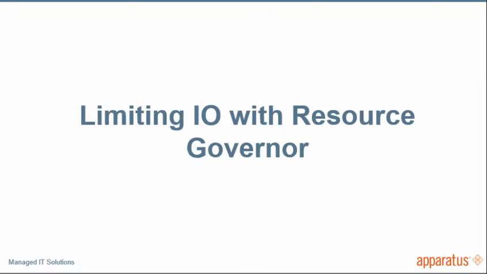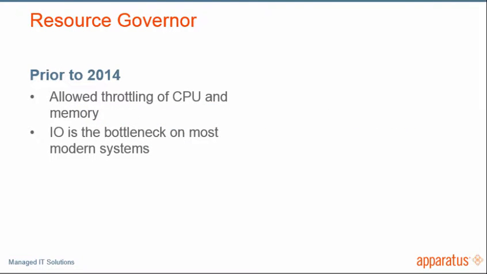So that's what I've got for in-memory, and I'll talk about limiting I/O with Resource Governor next. Resource Governor has been around since SQL Server 2008, and prior to 2014, it allowed throttling both CPU and memory. The issue with that is that CPU and memory on most modern systems are not generally a problem. I/O is a bottleneck on a lot of the systems that are out there today.